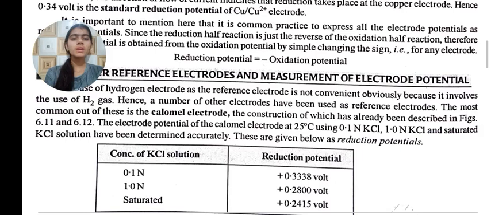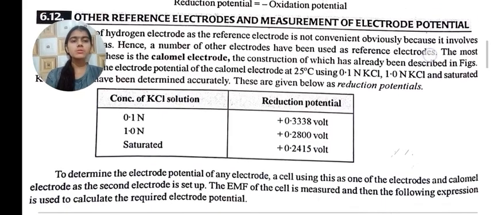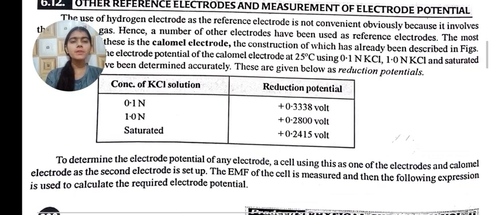0.1 normal KCl has the reduction potential 0.3338 volt. 1.0 normal KCl solution has the reduction potential 0.2800 volt. Saturated KCl solution has the reduction potential equal to 0.2415 volt.